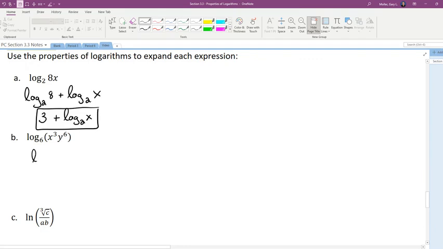All right, this one, we've got log base 6 of x cubed plus log base 6 of y to the 6th. And then the powers can come down. Bring the 6 down. And there we go.